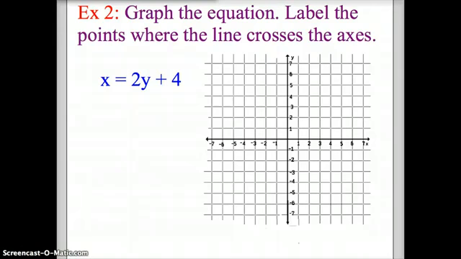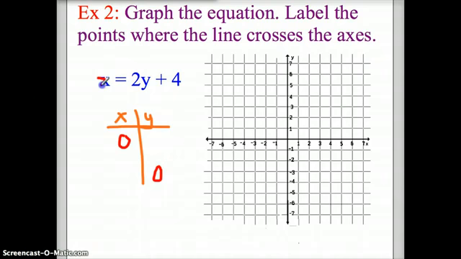This also helps us with graphing equations. We're going to graph this equation and label where our graph crosses the x and y axis. So again, I'm going to have a little table labeled x and y, and I'm going to let x and y take turns equaling 0.